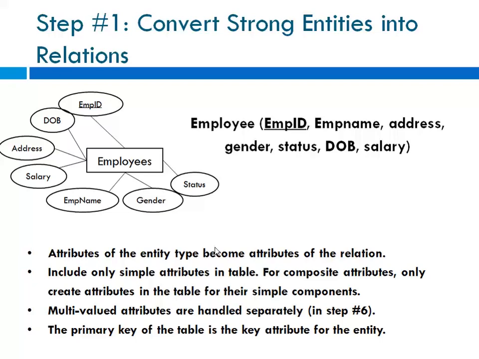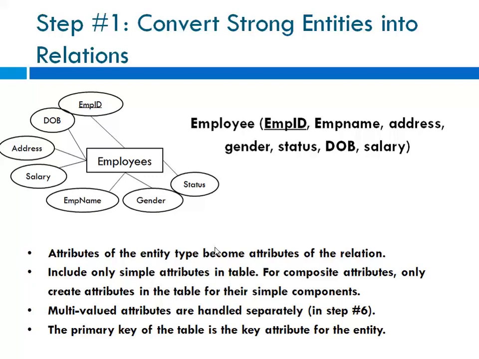By following these things. Attributes of the entity type become attributes of the relation. Whatever attributes we have defined for the entity type, they will become the attributes of the table. Include only simple attributes in table. For composite attributes, only create attributes in the table for their simple components. So if you have a composite attribute, like here we have address, and address can have a house number, street number, city or state. So this address can be broken down into simple attributes and they will be added in the table. Multi-valued attributes are handled separately.